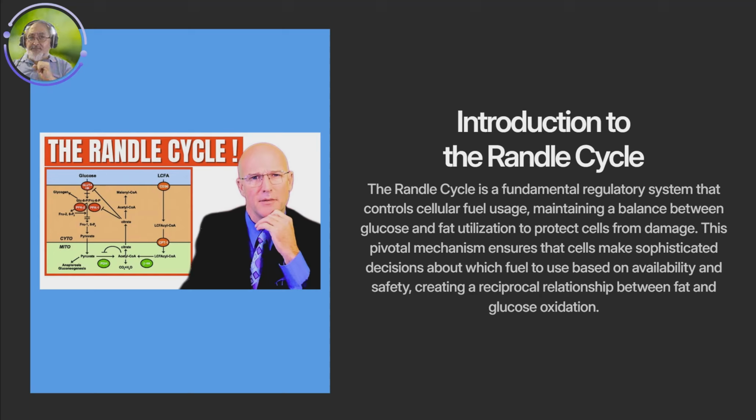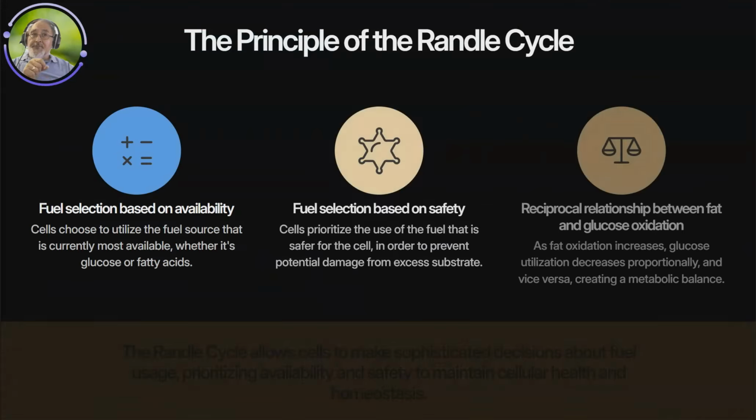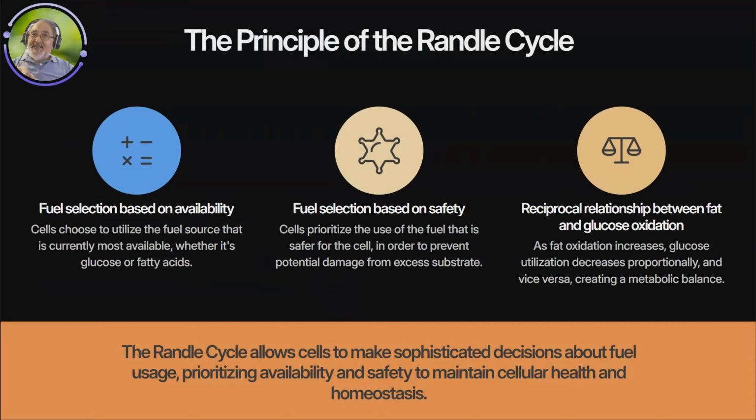Most discussions about metabolism, though, miss the profound elegance of this system. The Randle cycle isn't just academic biochemistry, it's a window into how your body protects itself at the cellular level. So, what happens inside your cell? When we strip away the complexity, the Randle cycle reveals a fundamental truth. Your cells regulate which fuel they use based on what's available and safest.